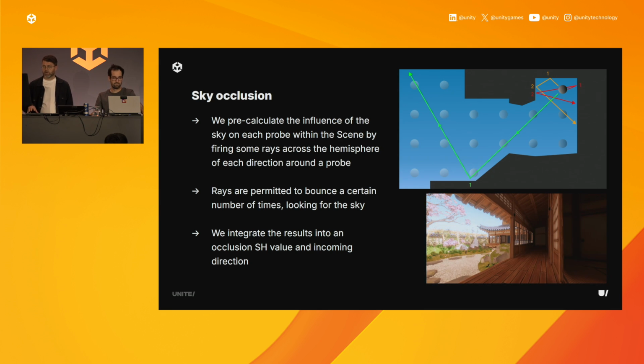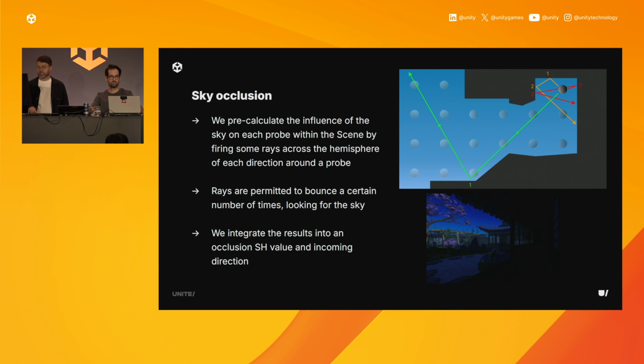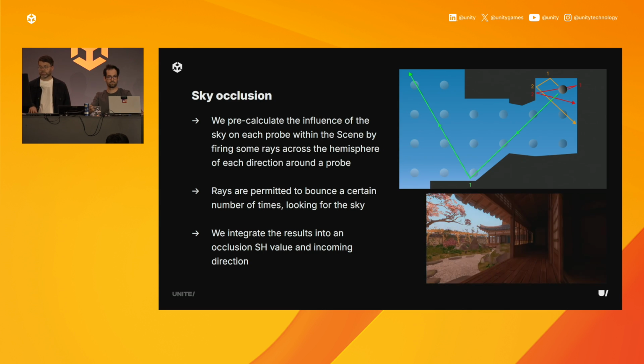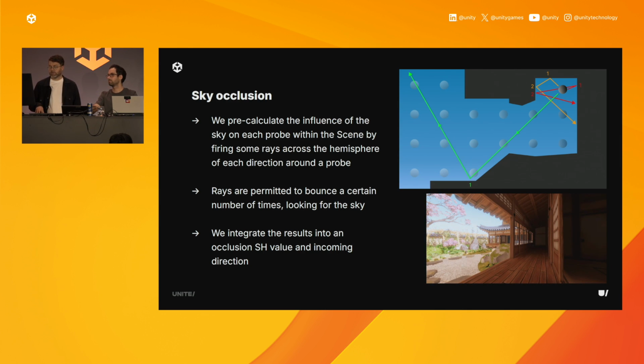We do this by firing rays from all the probes in our APV system in the hope of finding some sky. Rays are fired in every direction from the probe, and the paths are allowed to bounce a certain number of times. After finding the sky, intensities can then be multiplied with albedo on each ray intersection, and then the sky influence is calculated for each probe in each direction.